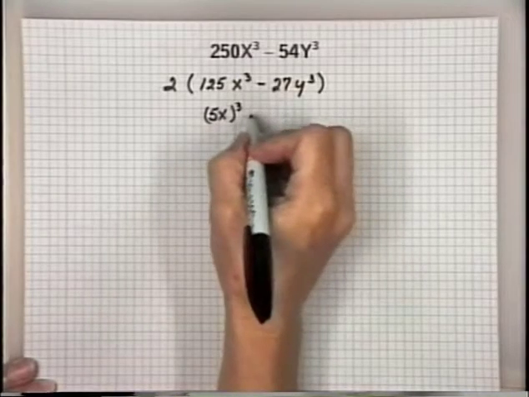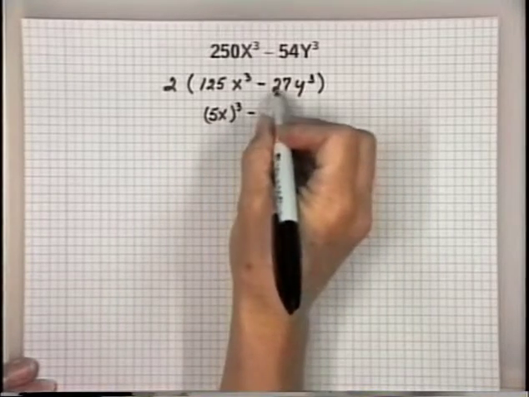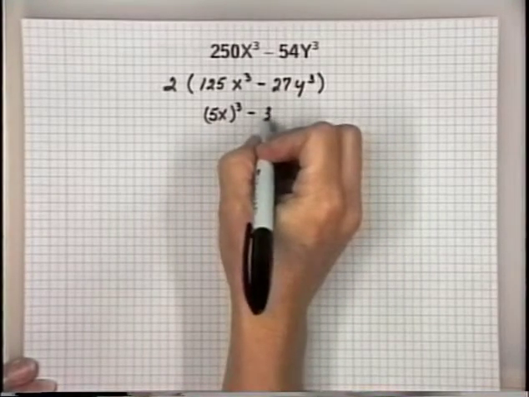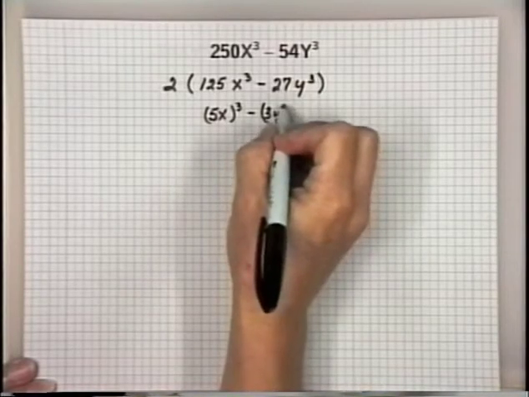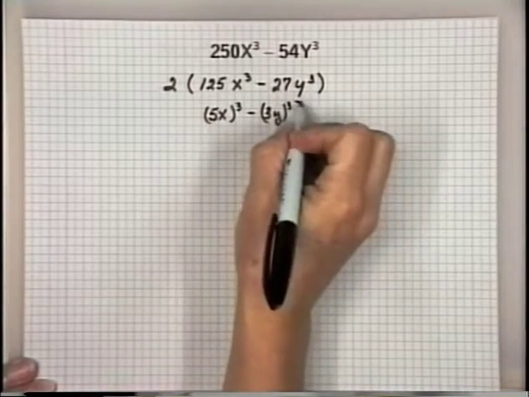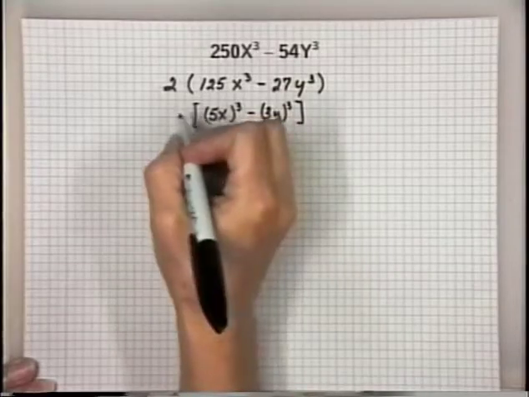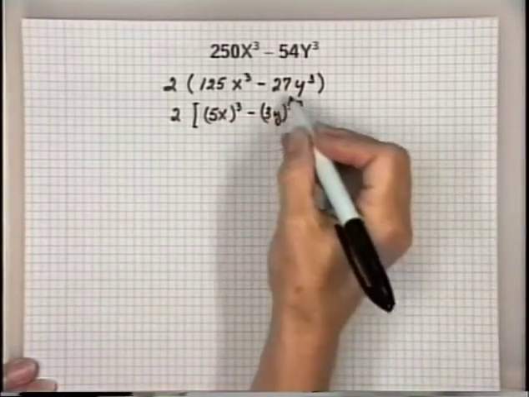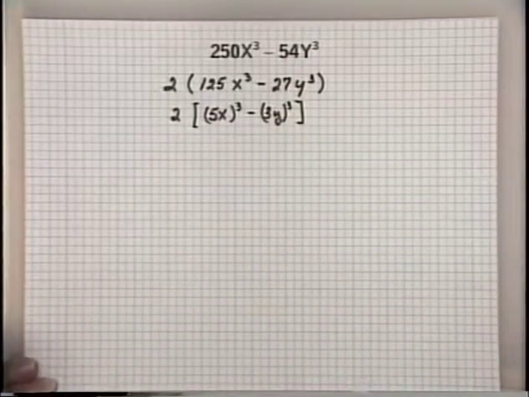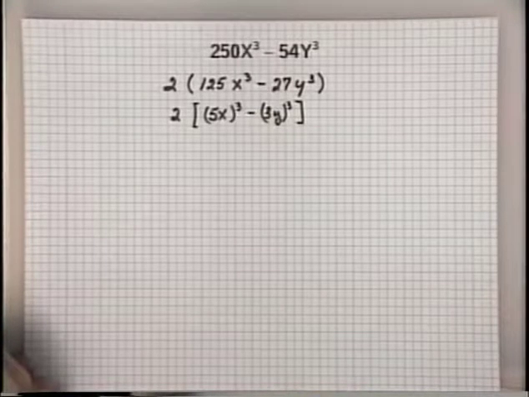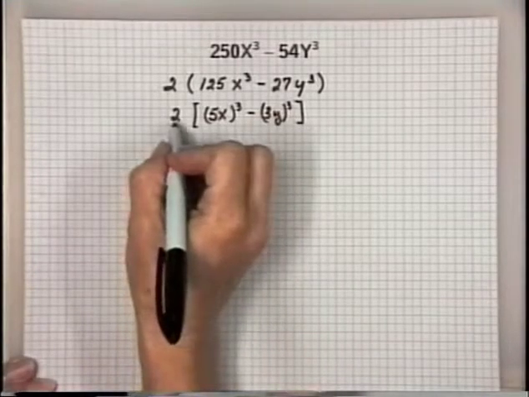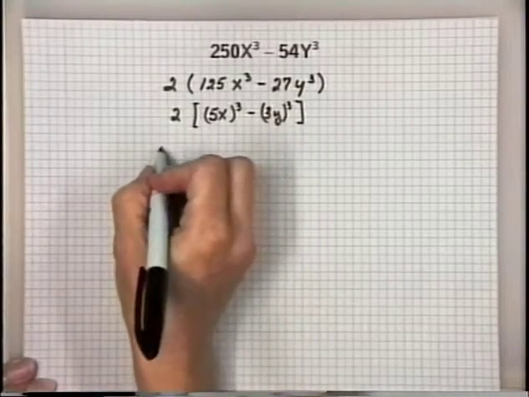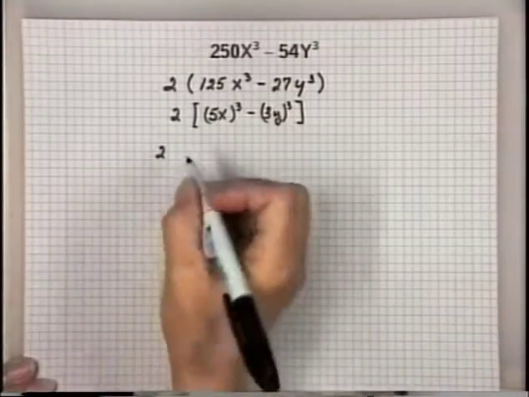My second term is also a perfect cube. The cube root of 27 is 3. So this second term is (3y) cubed. Recognizing that I do have a difference of cubes, I will use my formula for factoring the difference of two cubes. Let's bring down this common factor of 2 before we forget to do that.